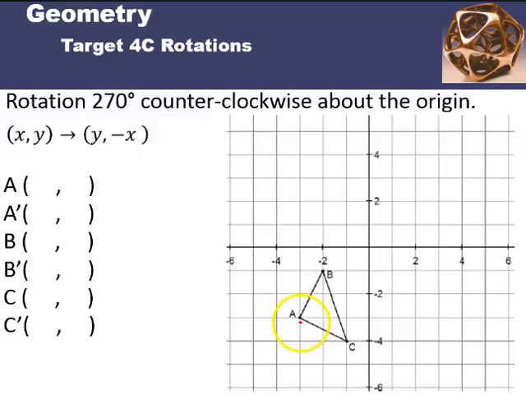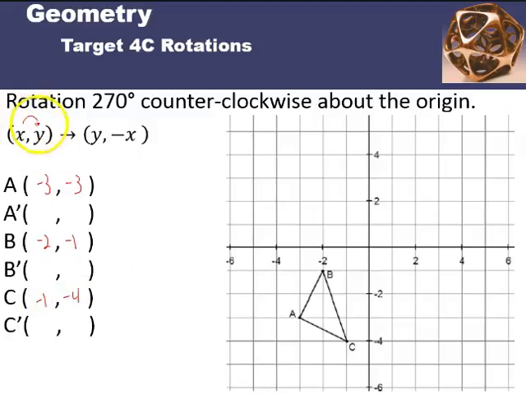So the coordinates for A are -3, -3. B looks like -2, -1. And C looks like -1, -4. Now I'm going to look at the rule.